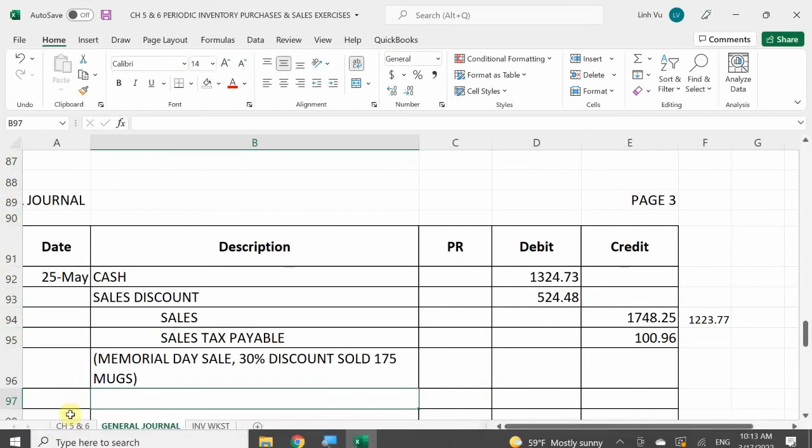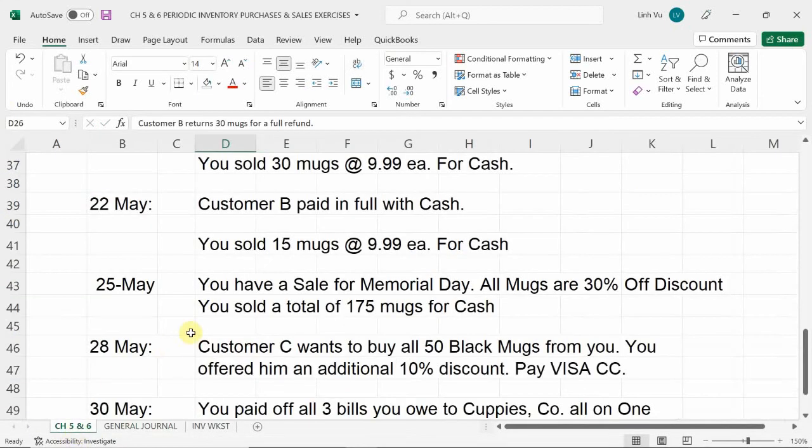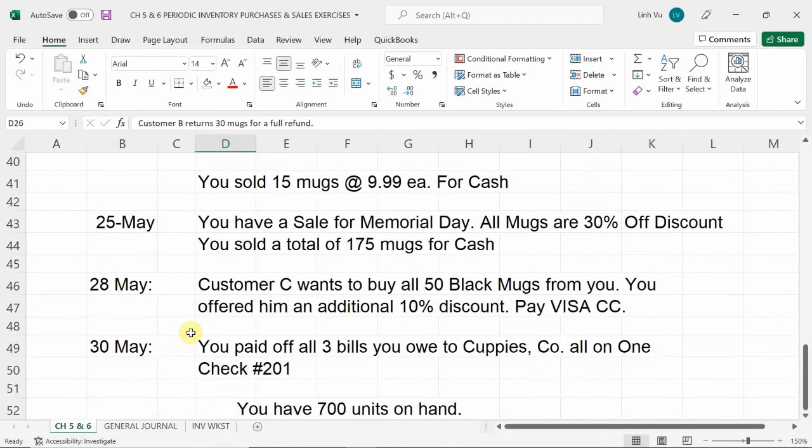So then let's see what has happened next. So that was the 25th. 28 says that customer C wants to buy all 50 black mugs from you. Because he's buying off the items that you didn't want in the first place, you decide to give him an additional 10% discount off of those items. And he ended up paying with a Visa credit card.